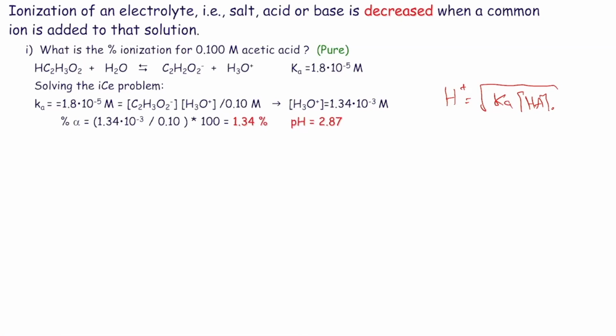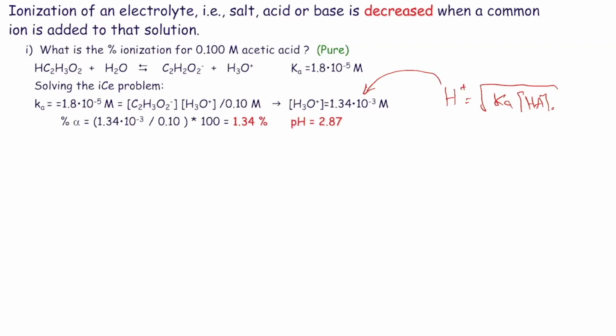The Ka is 1.8 times 10 to the minus 5. That's a small number. You guys can make that simplifying assumption. And the concentration is 0.1. That's pretty big. Okay, so this is going to be a valid simplifying assumption. So when you do this, the hydrogen ion concentration, try it. It's going to be 1.34 times 10 to the minus 3.